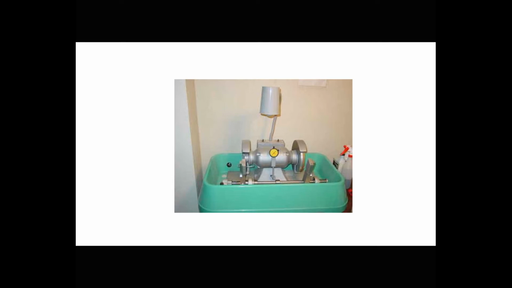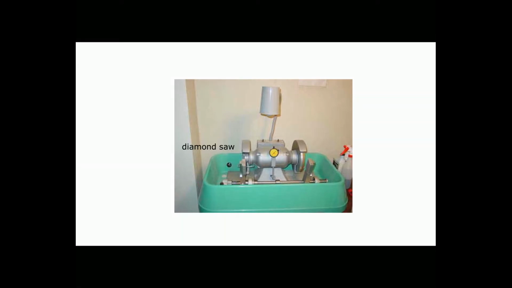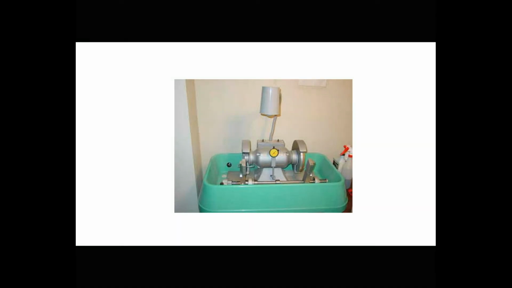We do this using the saw on the left side of this device. And then we grind to make the sample thinner. There's a grinding wheel on the right side of the device. The ultimate goal is to have a sample of uniform thickness equal to 0.03 millimeters. This is 30 microns, which is very thin.